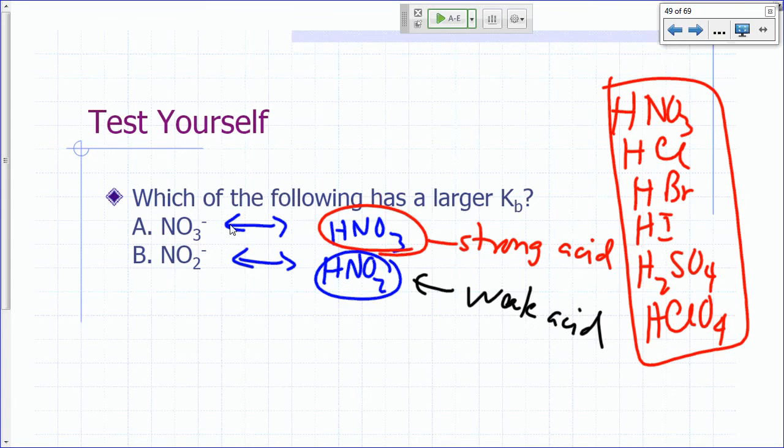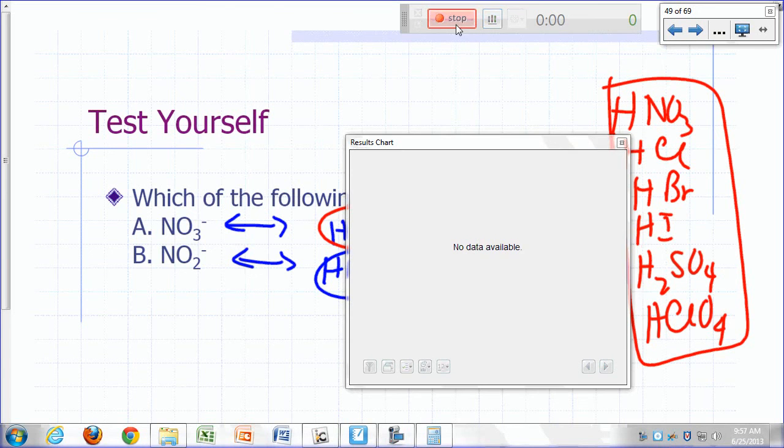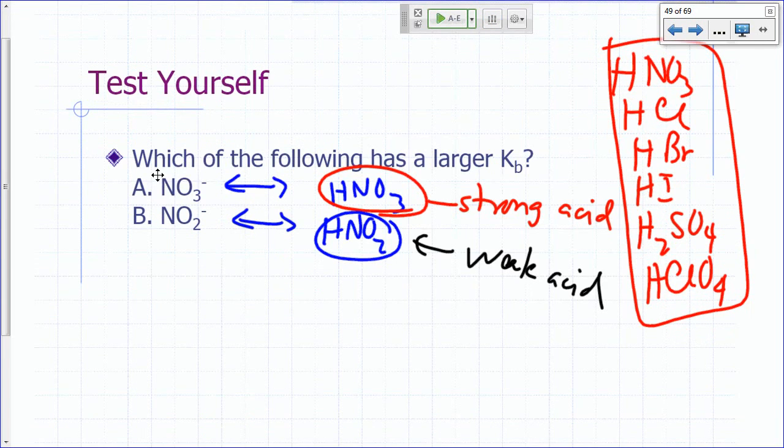Then, do you want to change your mind? The conjugate of it is going to be very, very weak. So nitrate, you're going to say, it's not going to. If you have a nitrate salt, that nitrate's not going to make it, will have no tendency to make your solution basic.